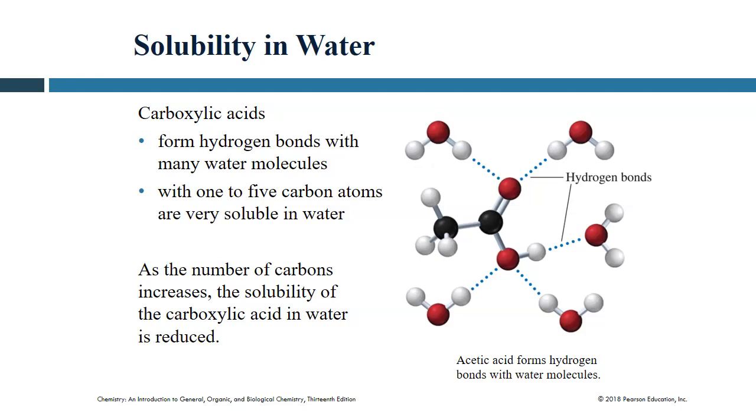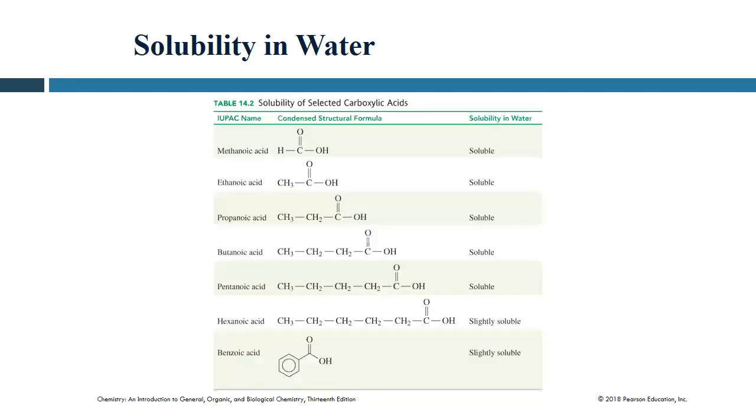So carbons 1 through 5, methanoic acid all the way to pentanoic acid, we get pretty good water solubility. From there, it starts to level off, and then eventually that chain length becomes so much that even having that really polar group on the end can't overcome the non-polar hydrocarbon. So again, the first 5 carbon chains, all those acids are soluble.